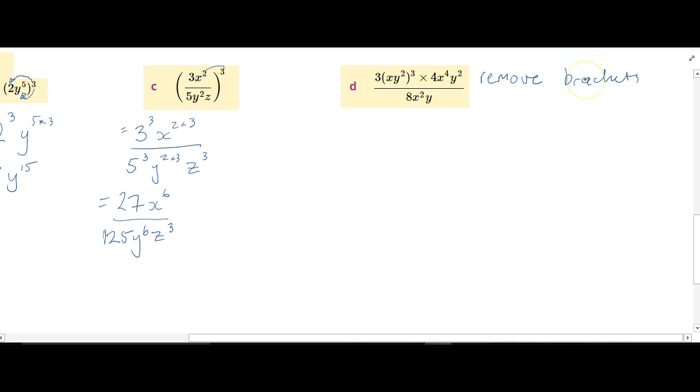Often you have a look at these things and there's x's and y's and numbers everywhere, and if you don't know what to do, get rid of the brackets. It's going to take you a few steps to do these ones. Don't try to do everything at once. Just in general, try to apply one rule at a time and simplify one step, one rule. So the first thing I'm going to do is get rid of this bracket here. These things have been raised to the power of 3.